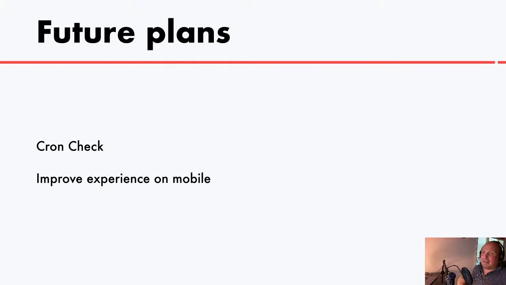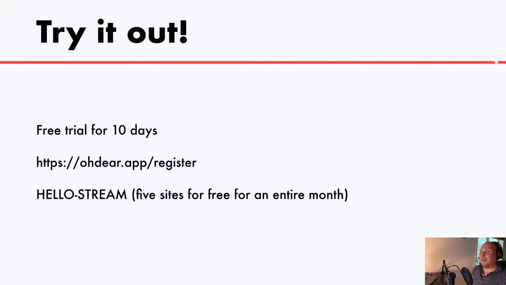We are going to add a cron check, which you've also already seen here in this demo. And we also want to improve the experience on mobile. When we started out creating Oh Dear, we thought, yeah, most of the time you are going to sit behind your desktop if you want to see results of the check. But our experience learned that that isn't true, and a lot of our customers also use the Oh Dear interface on mobile. On the iPad, it works just fine, but on small mobile phones, there are some rendering issues which we want to take care of soon.